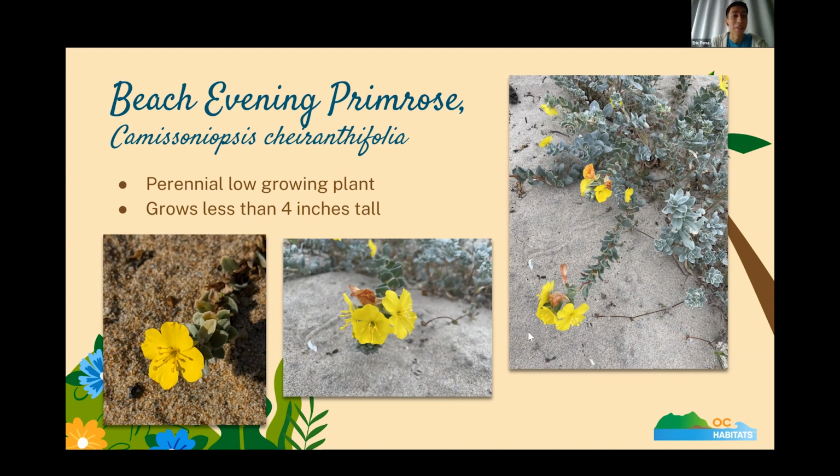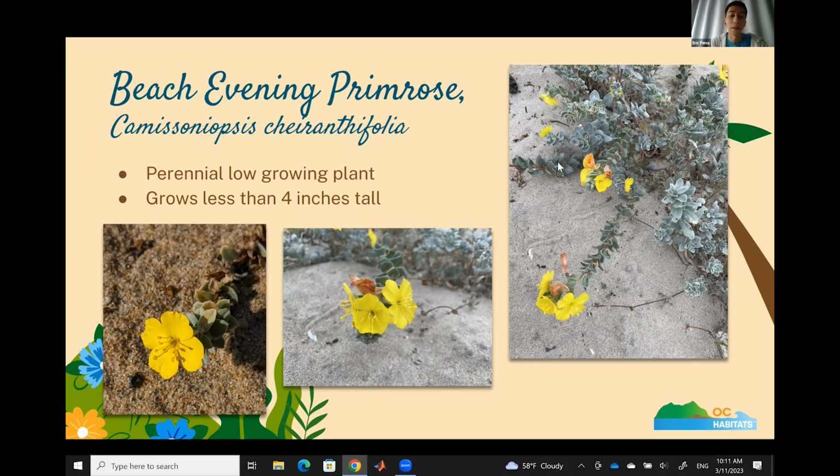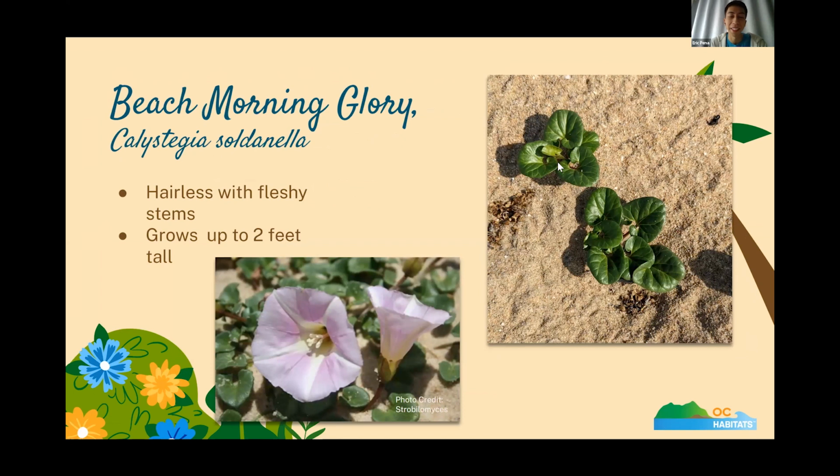But next we have beach morning glory, the scientific name Calystegia soldanella. They are also low-growing plants. They have hairless, fleshy leaves, and that's to retain soil moisture. A lot of people say that the leaves are shaped like kidneys. I think they're shaped like hearts. That's why they're one of my favorites. And they can grow up to 2 feet tall.